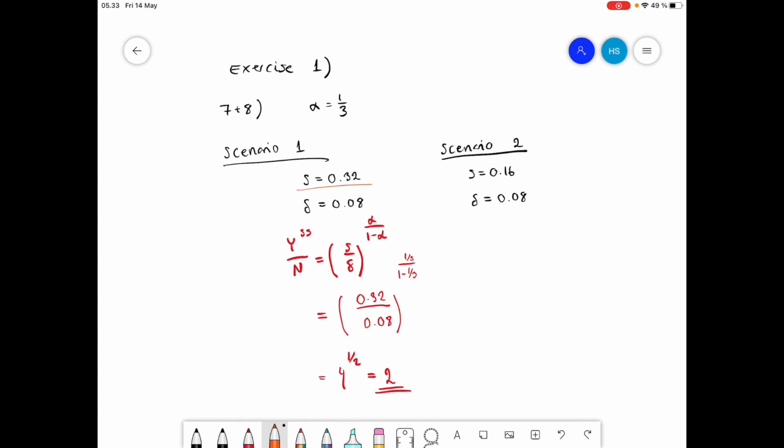So this was the first scenario. In this scenario, the savings rate is equal to 0.32. That means that 32% of the income is saved and therefore invested in capital. Remember, investments and savings are the same, and investments are put into new machines, new capital stock. In the second scenario, the saving rate is equal to 0.16.